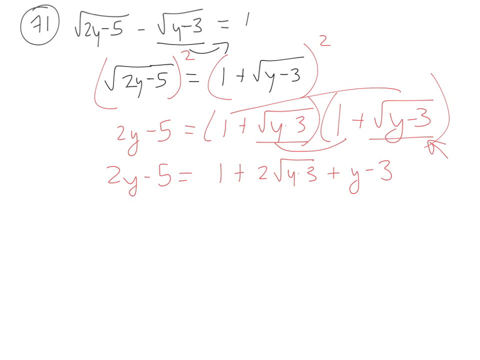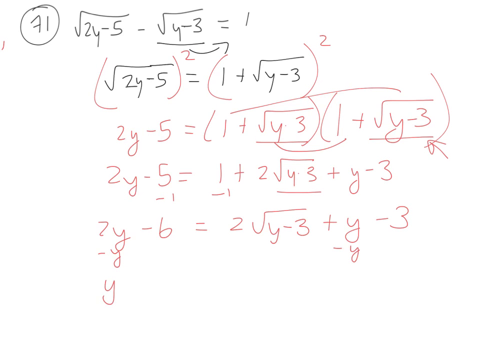Okay, now I still have a square root, so I have to isolate it. So let's collect like terms. Let's take this 1 and subtract it over here. So it'd be 2y minus 6 equals 2 times root y minus 3 plus y minus 3. Let's subtract y on both sides. So it'll be y minus 6 equals 2 root y minus 3 minus 3.